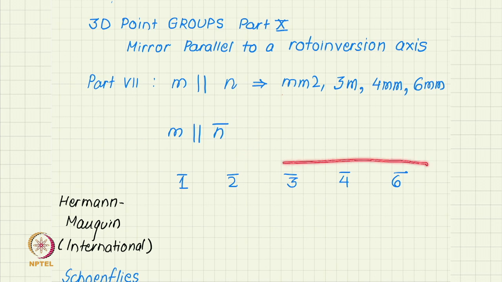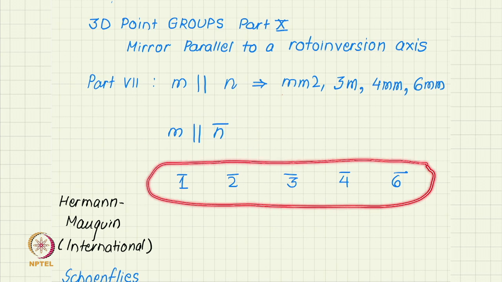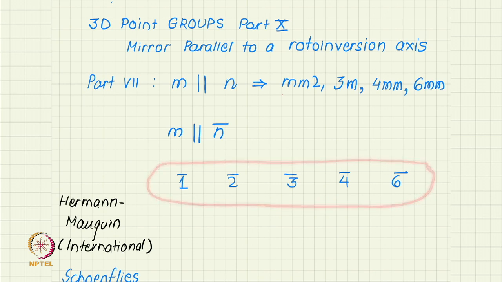Crystallographically, 6 roto-inversion axes are allowed. However, 1 bar and 2 bar are special cases. 1 bar is a center of inversion and 2 bar is a mirror plane perpendicular to the 2 bar axis. However, we will take these special cases also. Of course, in the 1 bar case, parallel or perpendicular makes really no sense, because 1 bar is just a center of inversion. However, we will still see what is the result of combining a mirror plane with a center of inversion.